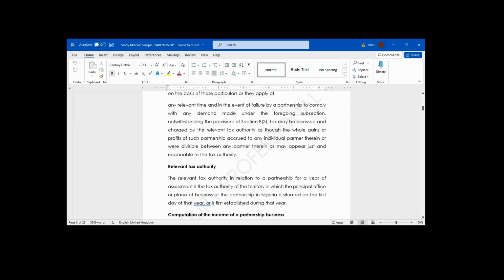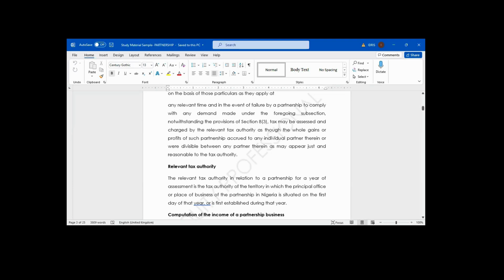Now, relevant tax authority. Taxation of partnership or partnership assessment. Who are the relevant tax authority? The relevant tax authority is the State Board of Internal Revenue where each of the partners reside.